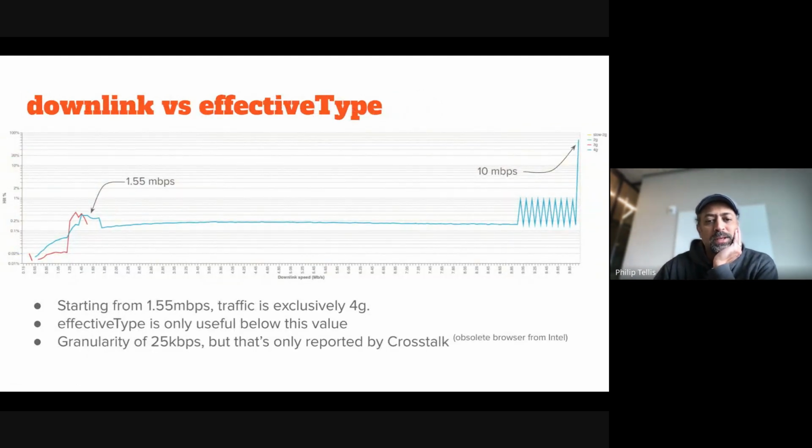So I started looking at the downlink speed, which is here on the x-axis, versus the effective connection type, which is the color: red for 3G, blue for 2G, for 4G. And there's also some 2G and slow 2G in here, which you don't see because it's like one data point in this range. But essentially, what we found was the data is almost exclusively 4G, starting from about 1.55 megabits per second all the way up to the max, which is 10 megabits per second.